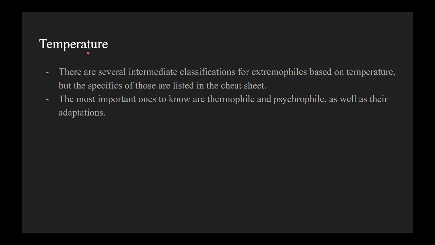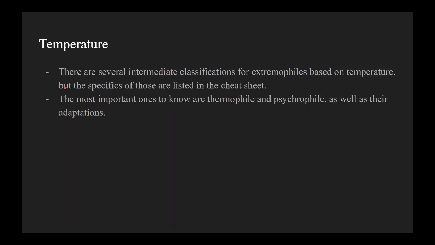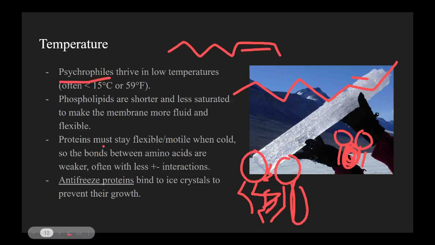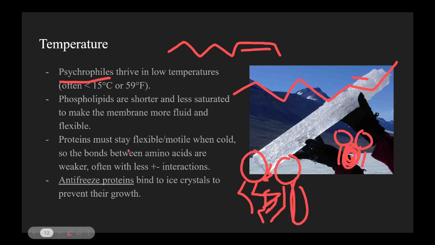So there's some intermediate classifications like psychrotroph, etc. These have similar adaptations, but to different degrees. So for example, within the psychrophiles, you might have some that thrive from like 0 Celsius to 15 Celsius. Some thrive from like -20 Celsius to 0 Celsius, etc. So those are the intermediate classifications that I listed that are all on the cheat sheet. But the most important ones to know are the thermophile and psychrophile and the specific adaptations here, because even the ones in between are going to have these adaptations listed here to some degree.